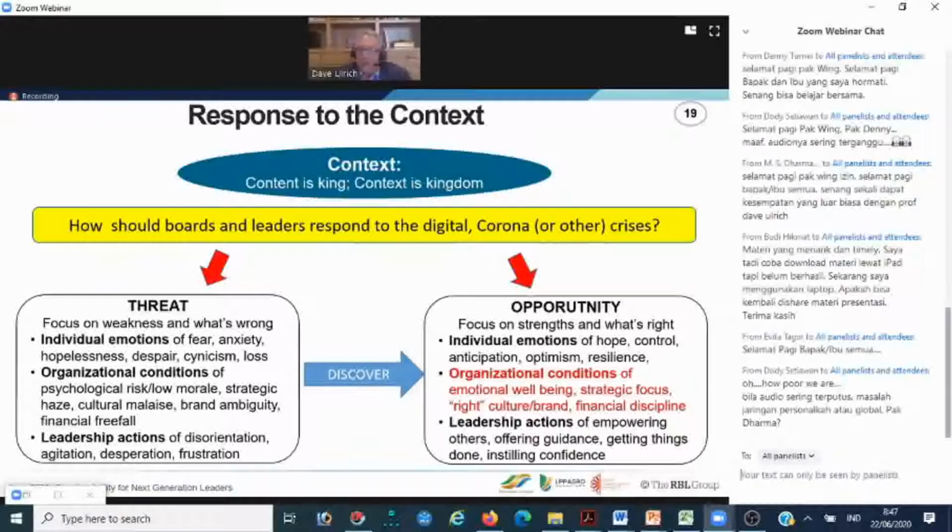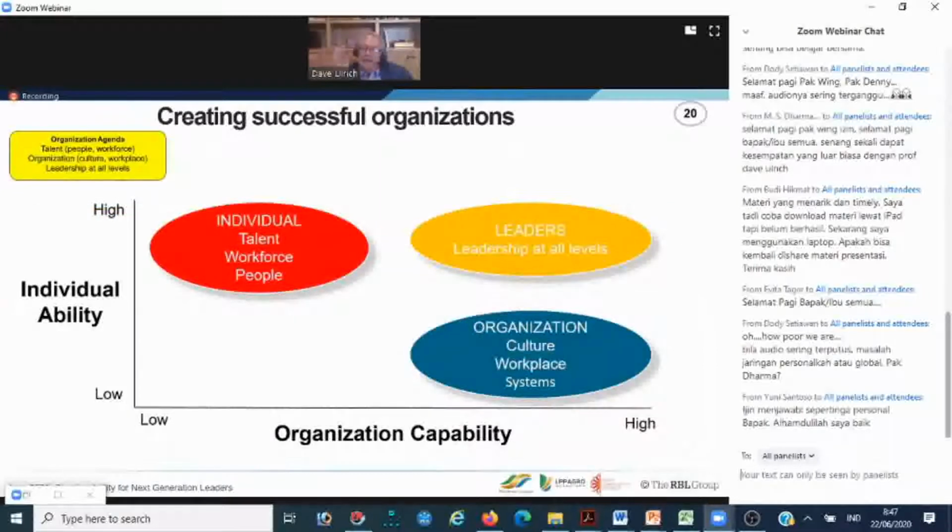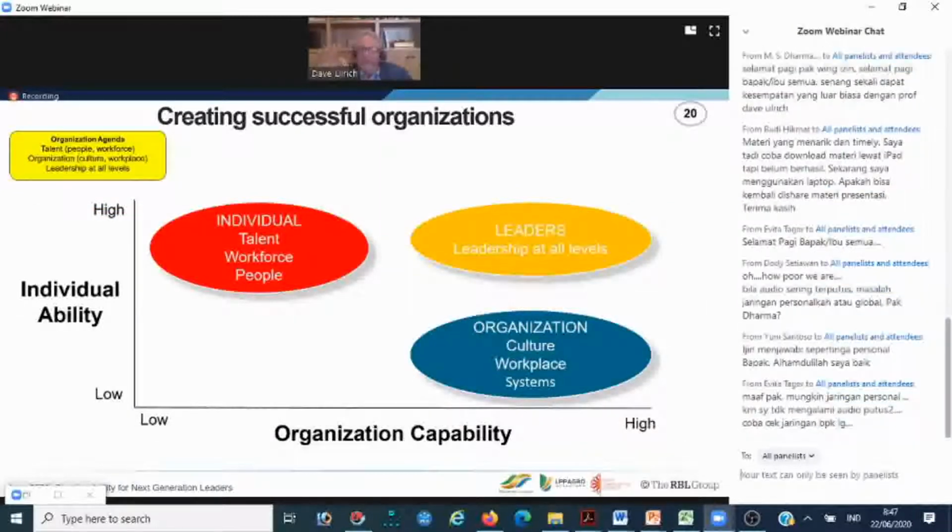On the one side is a threat. We see what's wrong. We have people who are afraid and anxious and hopeless. Our organizations have low morale and strategic uncertainty or haze. Leaders are disoriented. On the right-hand side, we discover opportunity. And in the middle of a crisis, we focus on strengths. We give people a sense of hope, a sense of optimism. We create an organizational condition in red, which is what I'm going to focus on, of well-being, the right culture, and our leaders empower others.